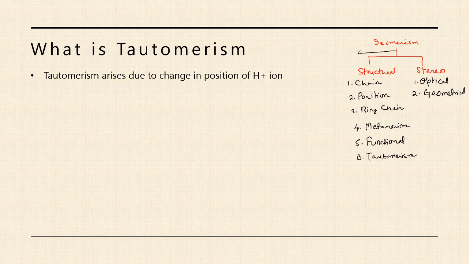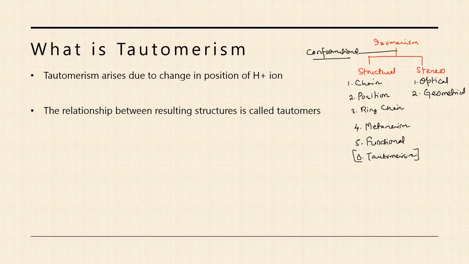एक और सेट होता है जिसको हम बोल देते हैं कन्फर्मेशनल, which we'll not be discussing today. We'll be discussing about tautomerism. So tautomerism arises due to the change in position of hydrogen atom. ये change कैसे करता है? We'll observe it a bit in a moment. In fact, the structures which are generated as a result of tautomerism are known as tautomers, and these tautomers are in equilibrium with each other.